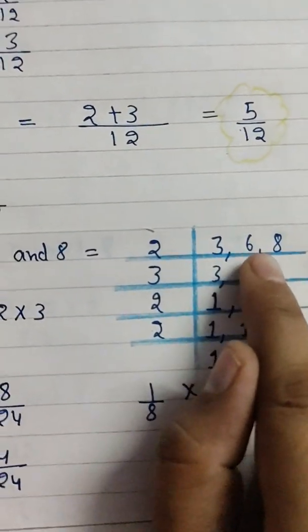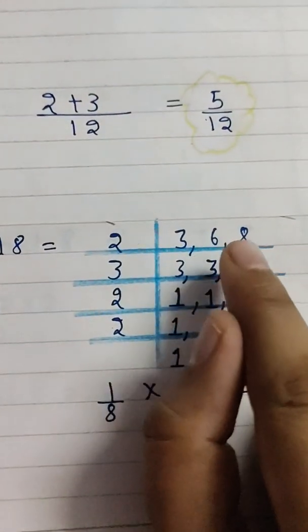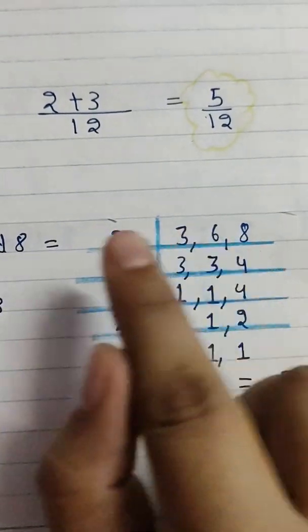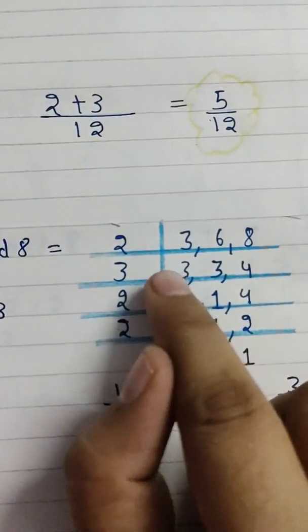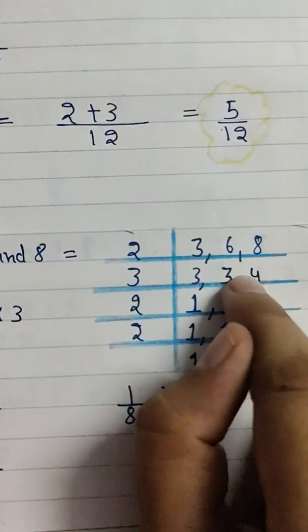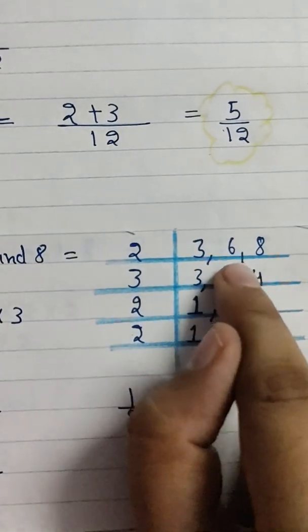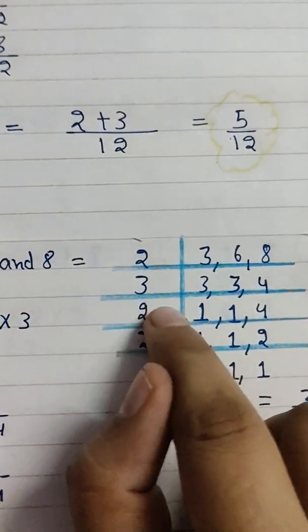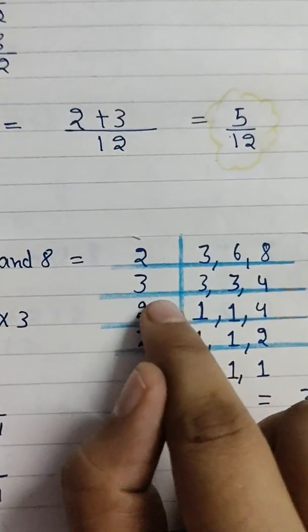So here, as you can see, 6 comes in the table of 2 at 3, and 8 comes in the table of 2 at 4. 3 will remain the same. Now we have 3, 3, 4, so we can write 3 here, because it will divide these two, so it will become 1 and this will become 1. 4 will remain as is. You cannot write 4 here, because in prime factorization you have to use prime numbers only.